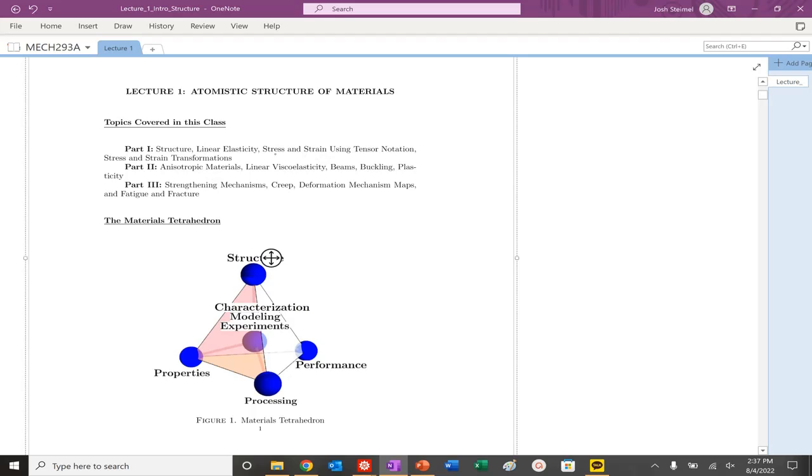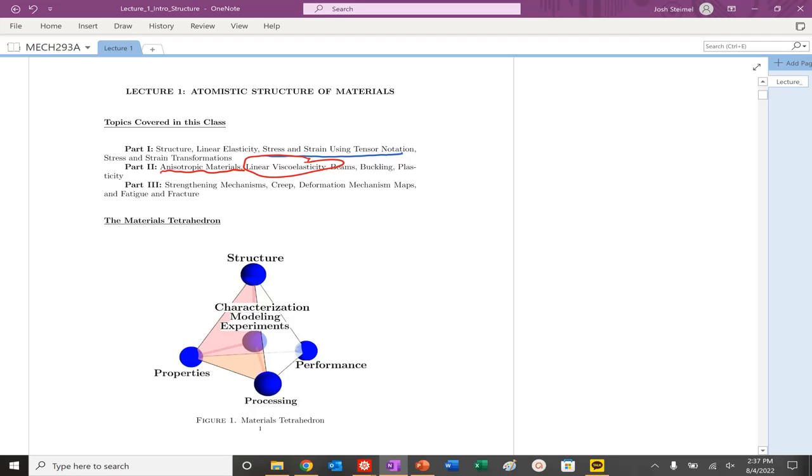Then obviously we'll be building up into our tensor notation of stress and strain, rotating full 3D stress and strain tensors, all types of very interesting transformations, very math heavy. We're going to even make that math more complicated by looking at materials that vary depending on the direction in which you stress them. We're going to be looking at linear viscoelastic materials, which are very interesting materials that under certain temperature or time conditions can behave like a viscous fluid or like an elastic solid.